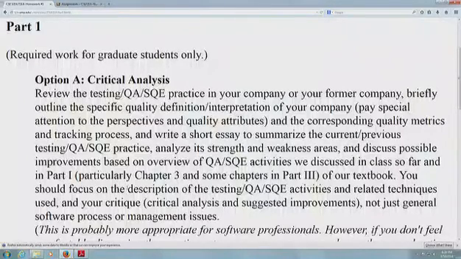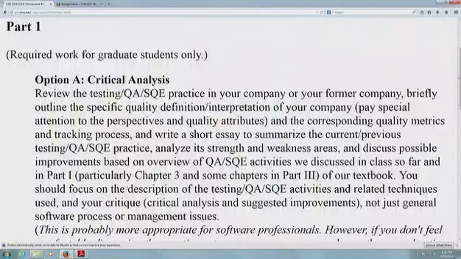I would prefer you to do option A, if you can. Option A is critical analysis. Essentially, now we have talked about what is quality, what is quality assurance, and what are the different quality assurance activities people can do in their software development, maintenance, and evolution process, including the support, evolution, and maybe phasing out.